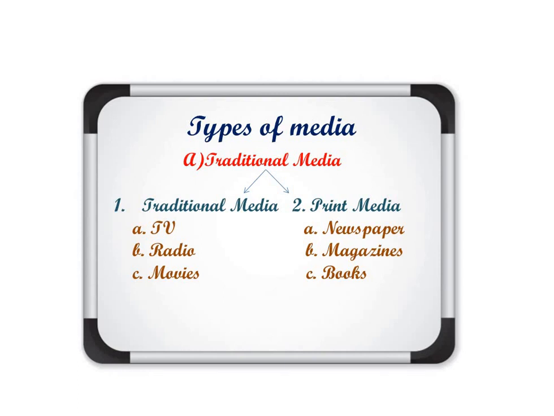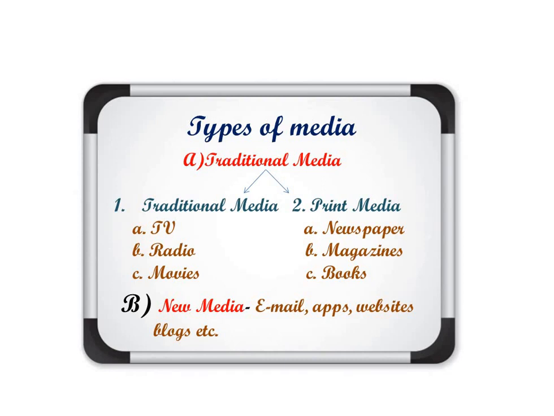And the second, we can say that is new media, that is new, people have started using now, like emails, different apps, websites, blogs, etc., Wikipedias. So these are some of the new media. So these are the types of media, traditional and new media.